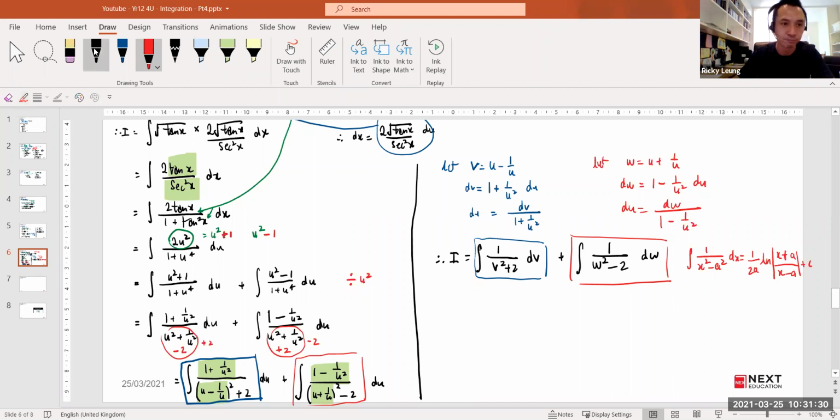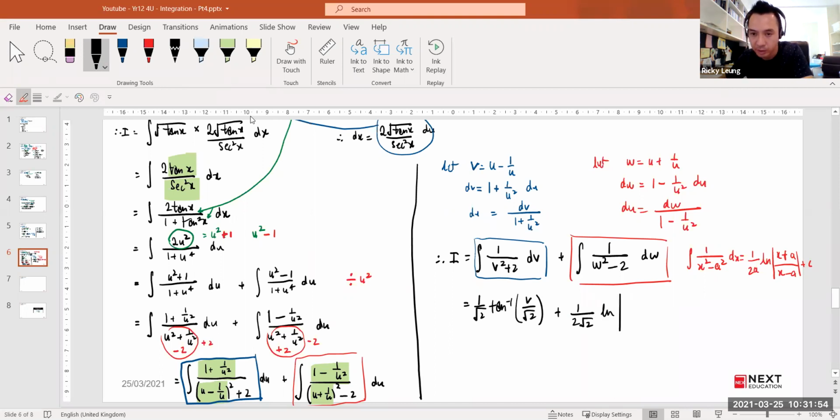Now, when you do this, for the blue, let's use tan inverse. For the red, let's use the shortcut. The blue becomes 1 on a tan inverse of v on a, plus c. For the red, it will be 1 on 2 root 2, ln of w minus root 2 on w plus root 2, plus c.